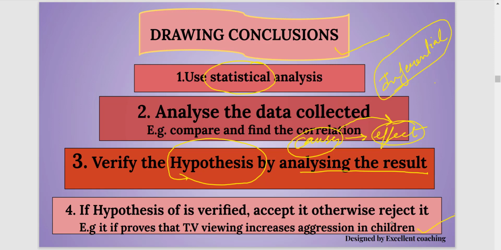But suppose your hypothesis has proven to be wrong, and it is not that TV viewing is causing aggression in children, it is something else, and what you hypothesized earlier is not correct. Then what you have to do is our next step, which we are going to study in the next video.